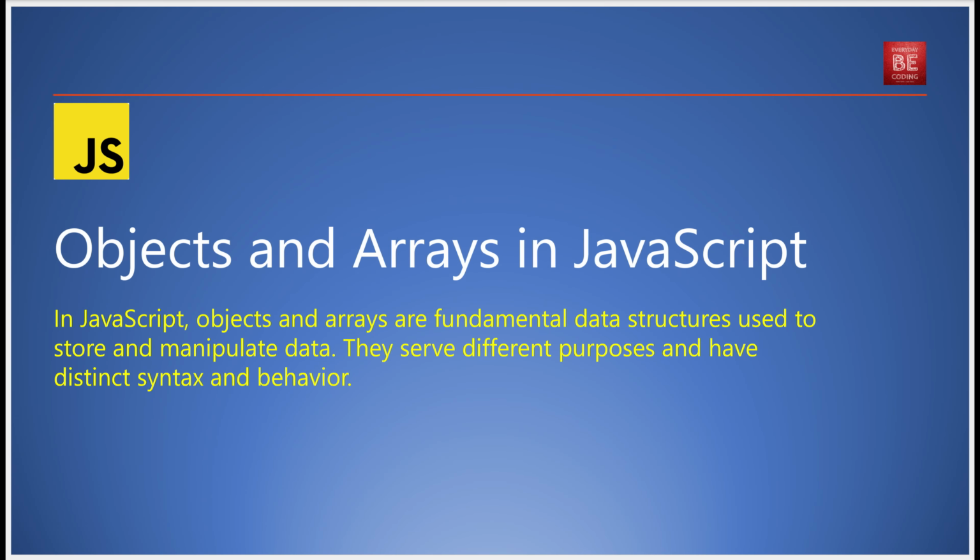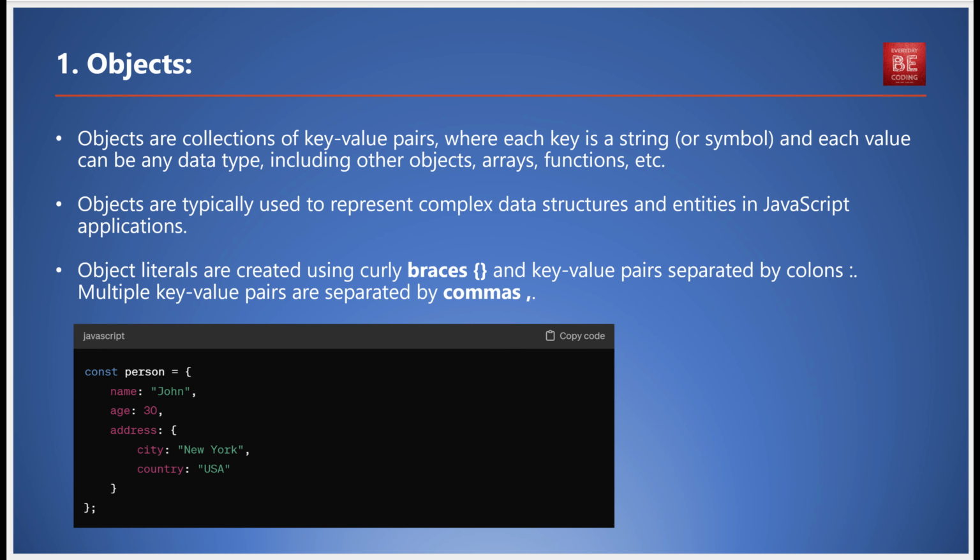Objects in JavaScript are essentially collections of key-value pairs. Imagine them as a personal dictionary, where every word, the key, has a corresponding definition, the value. These keys are strings or symbols, and the values can be any data type, including other objects, arrays, or even functions. Objects are the go-to when dealing with complex data structures and entities in JavaScript applications.